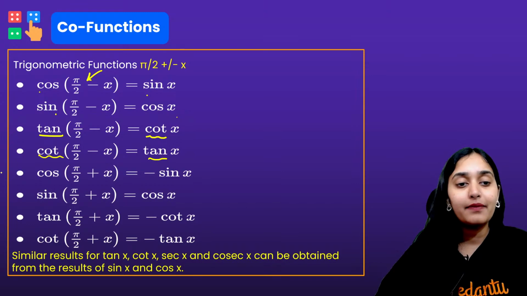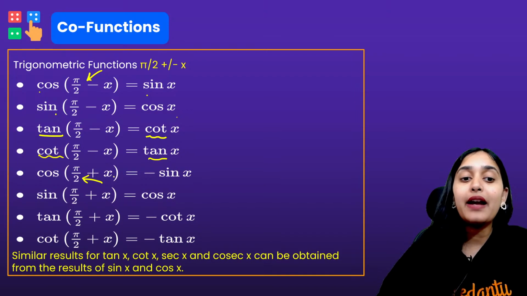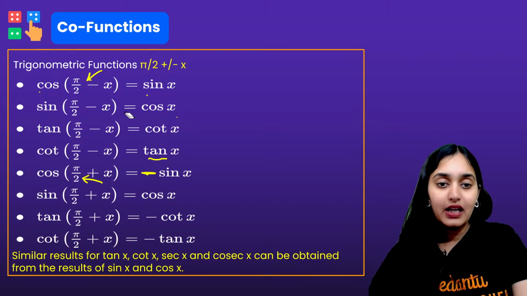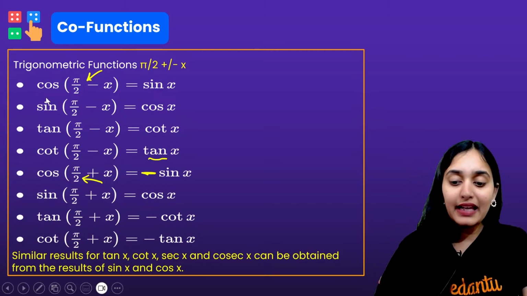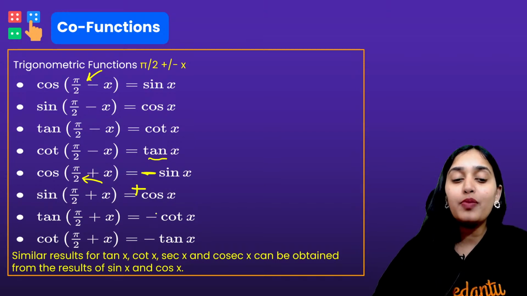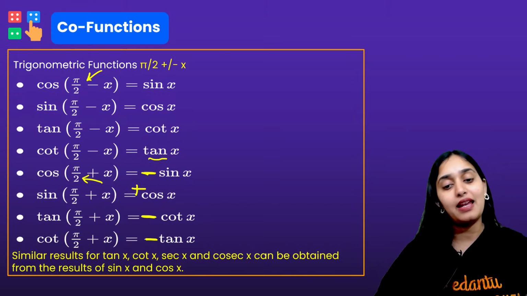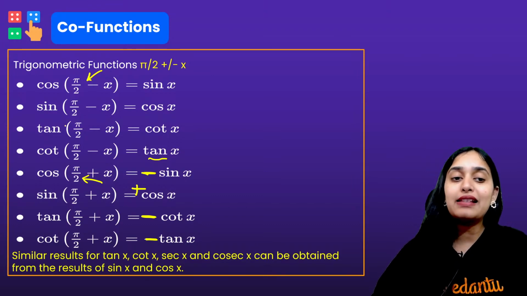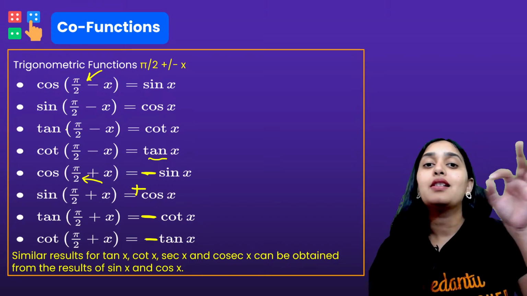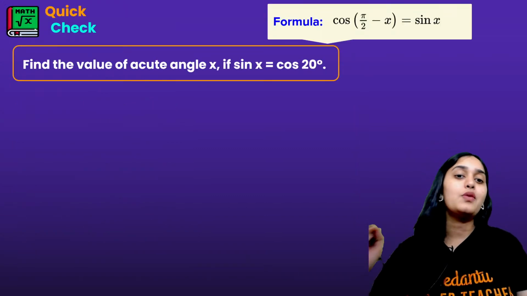But when I'm adding 90 degree to the angle, cos of pi by 2 plus x becomes minus sin x. Similarly, sin of pi by 2 plus x is positive cos x. Tan of pi by 2 plus x is negative cot x, and cot of pi by 2 plus x is negative tan x. Just like the sine and cos relationship, we can also establish a relationship between cosec and sec. The same sign rule will be followed. Understood what are cofunctions? Let's do a question.